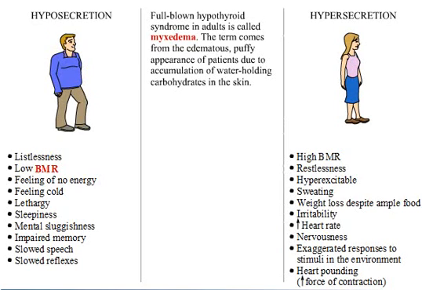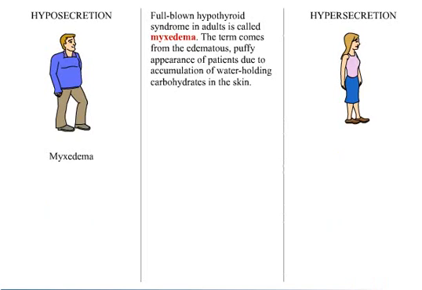Full-blown hypothyroid syndrome in adults is called myxedema. The term comes from the edematous, puffy appearance of patients due to accumulation of water-holding carbohydrates in the skin.